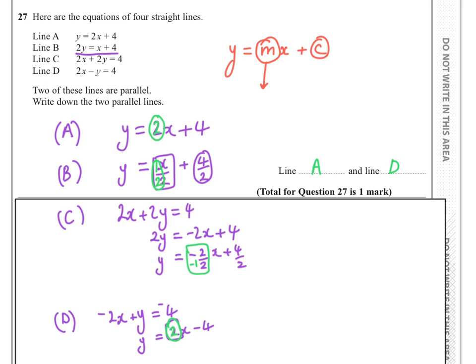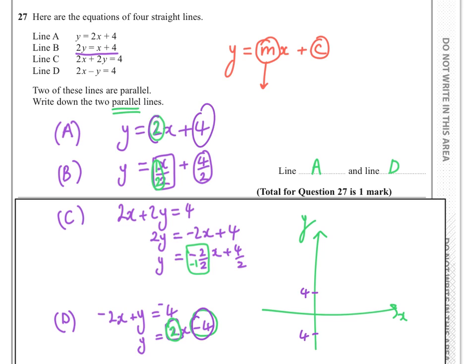Now, I made an assumption that you know that if the gradients are the same, then they are parallel to each other. Now, this fact separates them from being the same line because the intercept here is at negative 4, so if I had the y-axis and the x-axis here, this one cuts at negative 4 and this one cuts at positive 4. So although they have the same gradient, i.e. go along 1, up 2 and so on, they are indeed parallel, they're not the same line. So that's that question done.